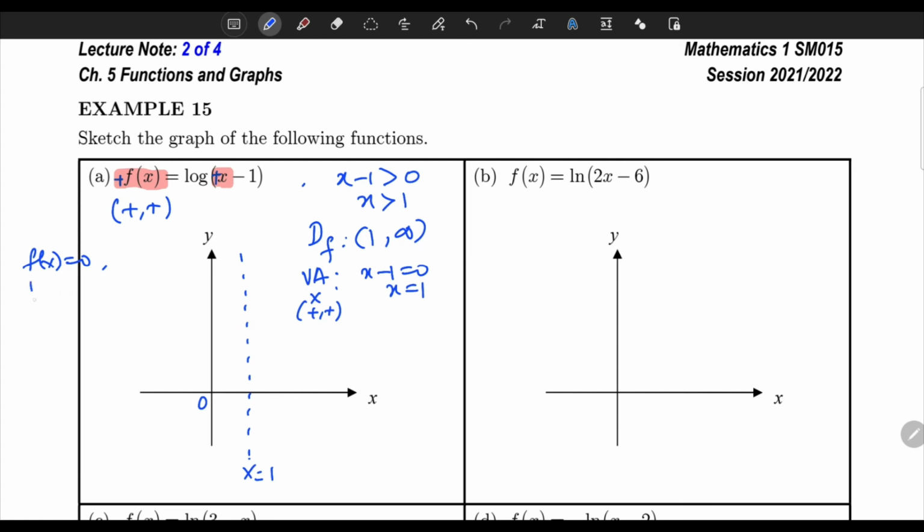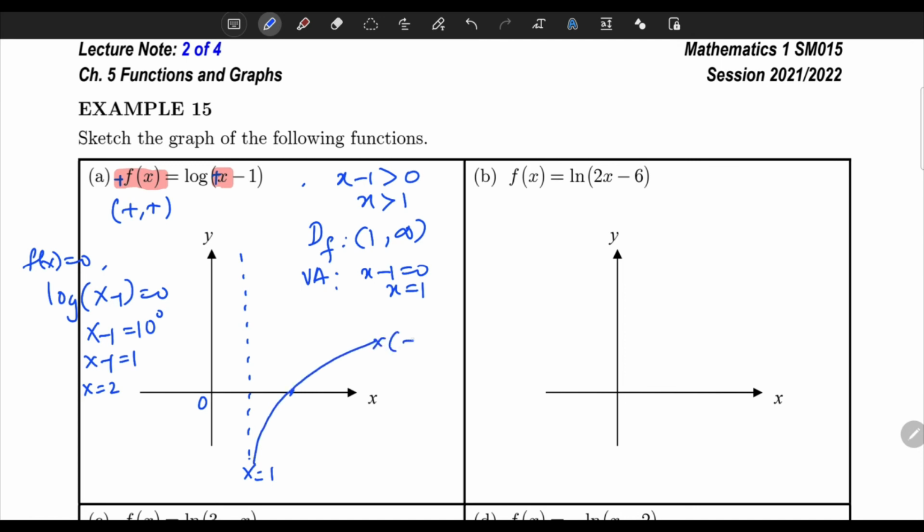So we will have log, let me write it nicely. So log of x minus 1 equal to 0. So the base is not stated there, so that should be base 10. So x minus 1 equal to 10 power 0. Change to index form. So you have x minus 1 equal to 1, x equal to 2. So we have 2 here.